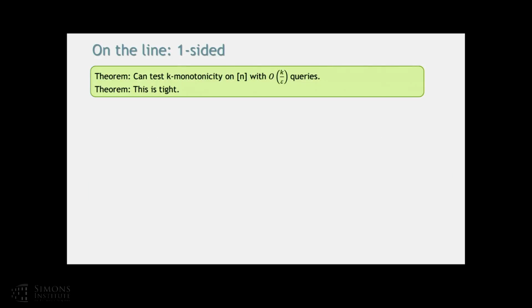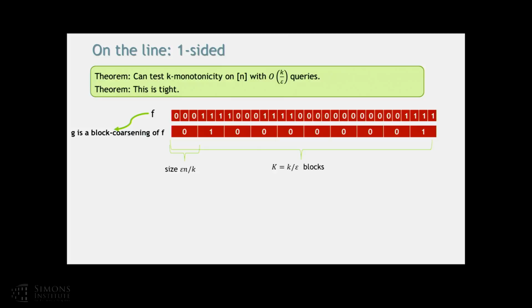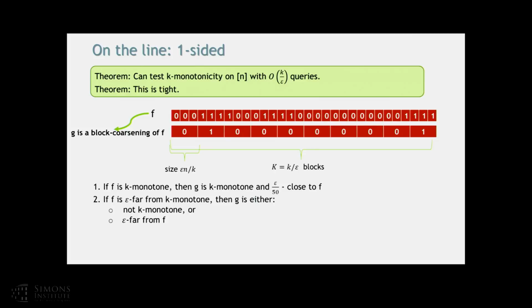So on the line, one-sided, we can test k-monotonicity with k over epsilon queries, and this is tight. The idea, like before, is we're going to do this block coarsening thing. We have a Boolean function over the line, and we're going to block coarsen it in some way. The number of blocks is k over epsilon. If we started with a k-monotone function, then this coarsening G is also going to be k-monotone, and it's going to be very close to f.